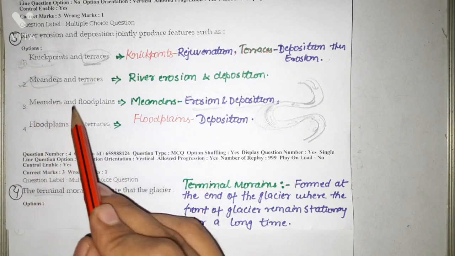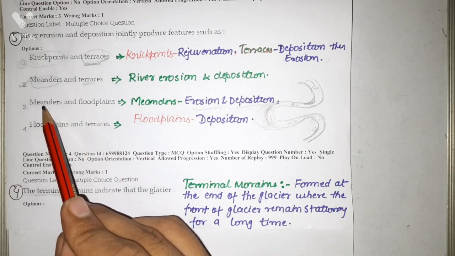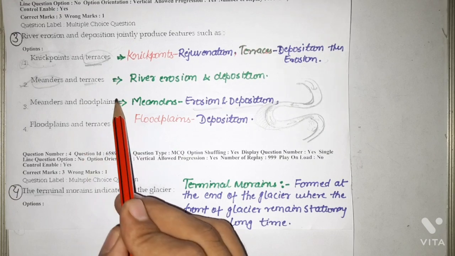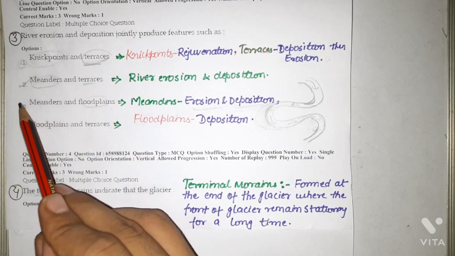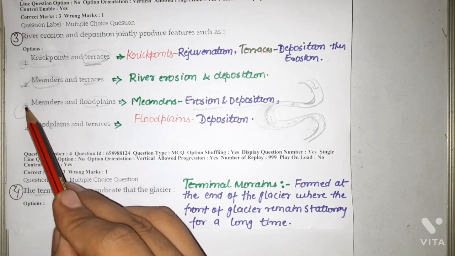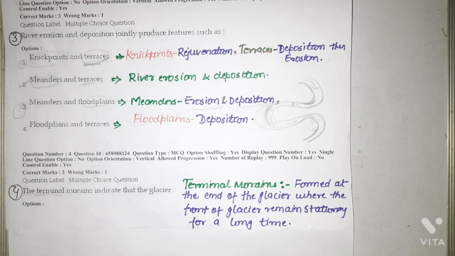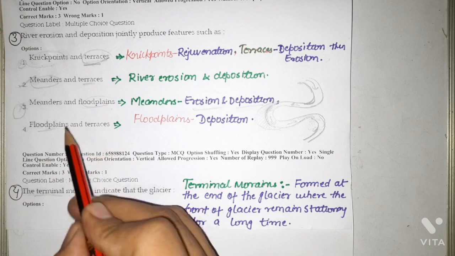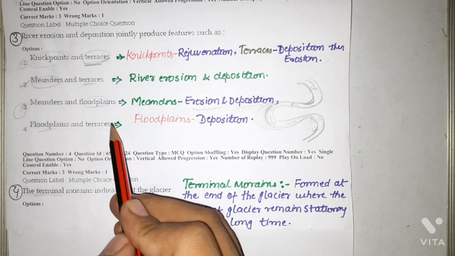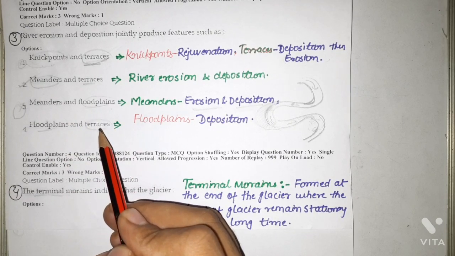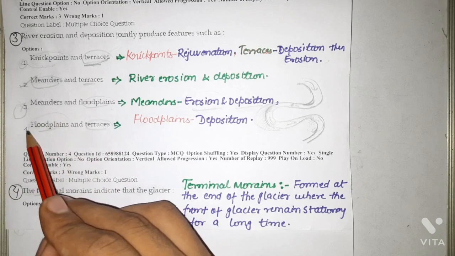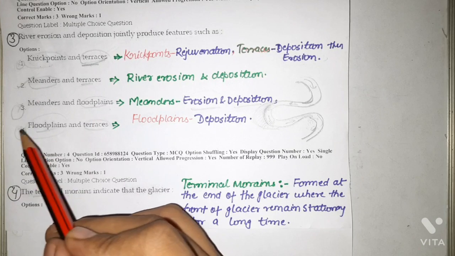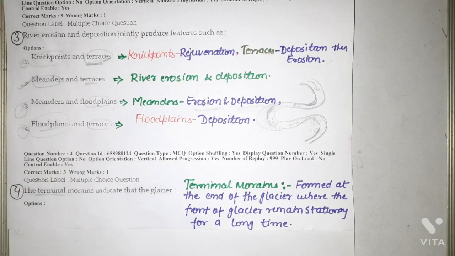Next option, meanders and floodplains. Though meanders are formed by both river erosion and deposition, floodplains are formed only by deposition. So this is not the correct pair. Again, the next option is floodplains and terraces. Though terraces are formed by both erosion and deposition, the floodplain is again formed only by deposition. So this is also not the correct pair. The correct answer to this question is meanders and terraces.